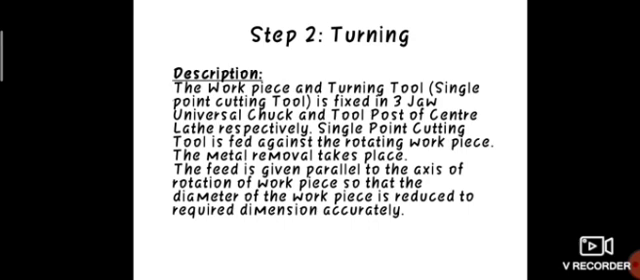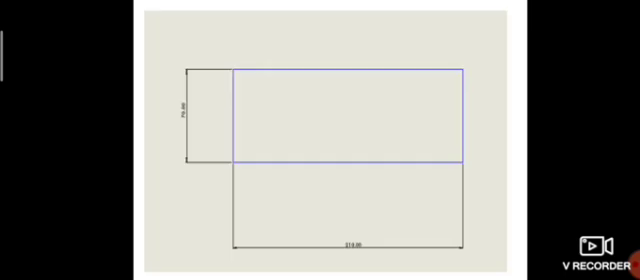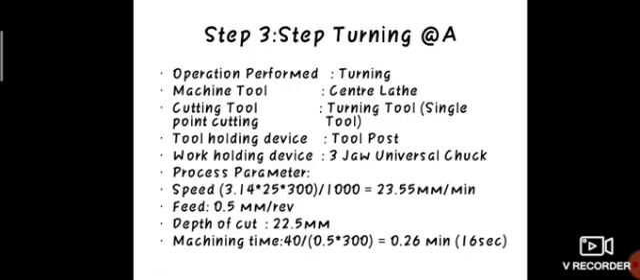The description is same as turning, but a little different. The feed is given parallel to the axis of the rotation, by which the diameter is reduced. And the third step is step turning. Step turning is done at a particular section A, as shown in the first figure. The section has been marked for the understanding.